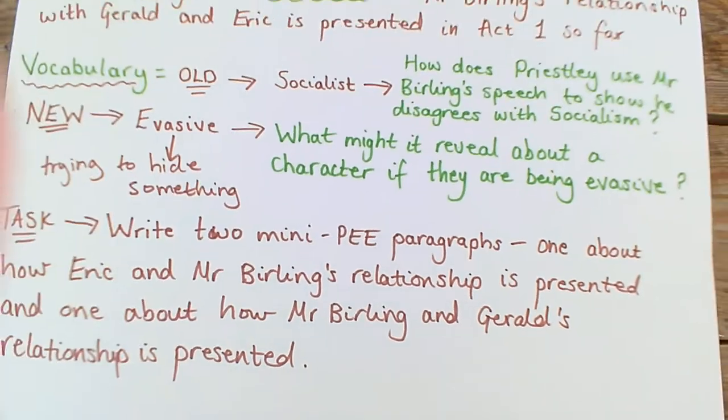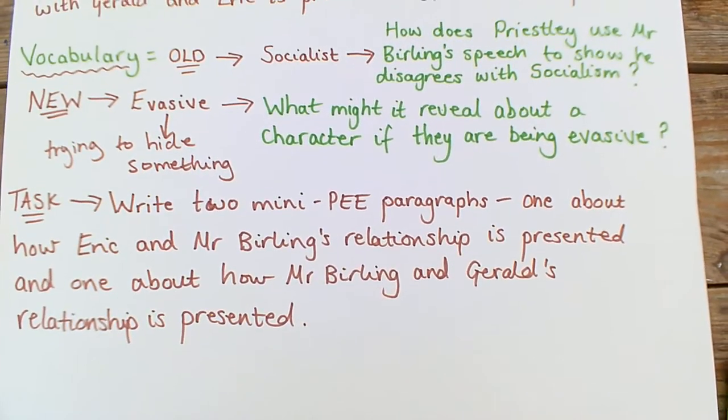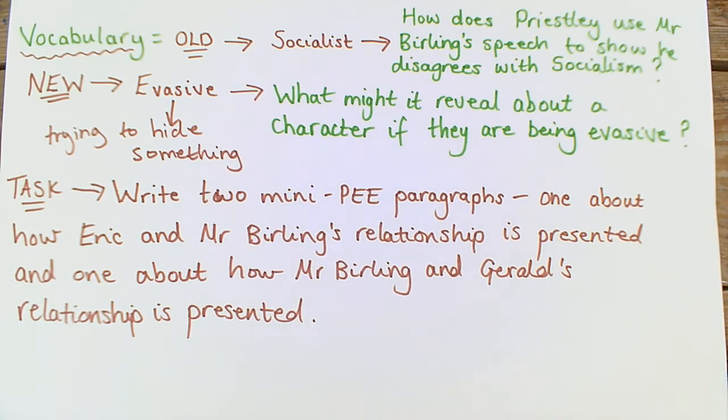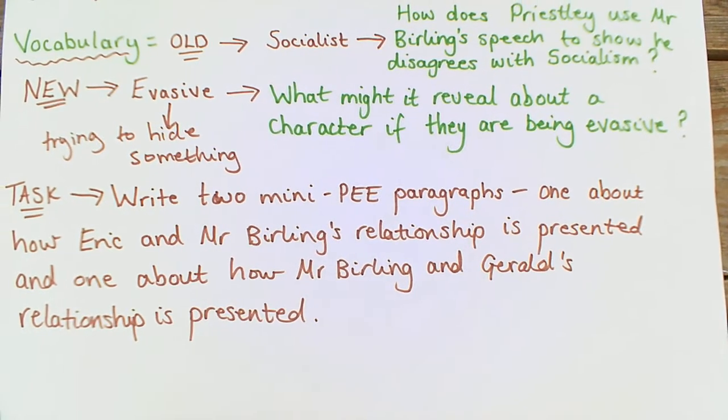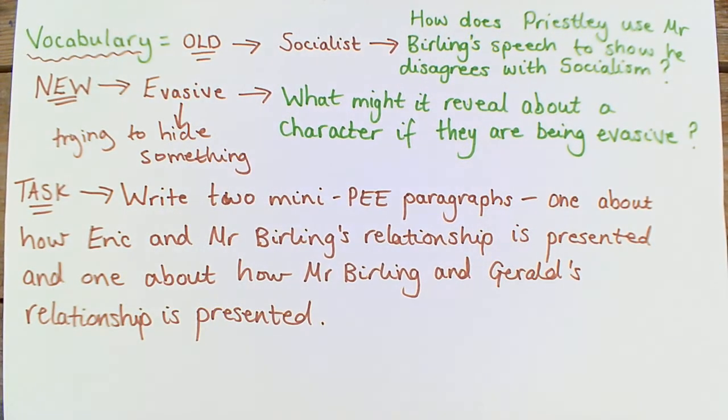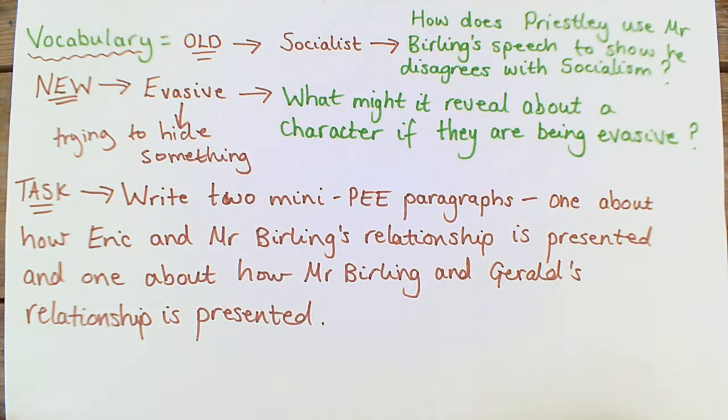So we're going to go back to the task that I want you to do. So your task now, you've annotated that, is to write two mini PE paragraphs. One about how Eric and Birling's relationship is presented, and one about how Mr. Birling and Gerald's relationship is presented. So pick a quote that tells you something about Mr. Birling's relationship with his son Eric, write a mini PE. Pick another quote about Mr. Birling's relationship with Gerald, the way he views him, and write a mini PE. And then what I'd like you to do is email me the two mini PE paragraphs that you have done.